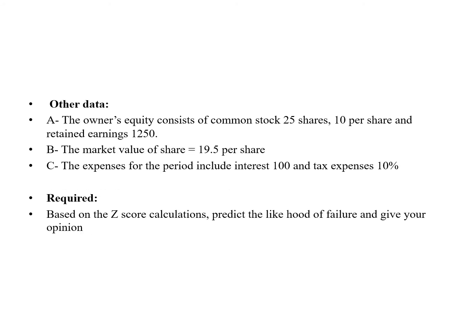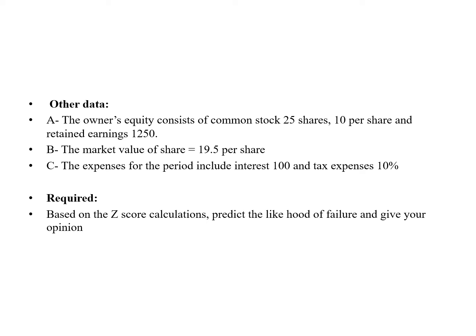Other data: owner's equity consists of common stock, 25 shares at 10 per share, and retained earnings of 1,250. The market value of share equals 19.5. The expenses for the period include interest, which is 100, and tax expenses of 10%. What is the requirement of this example? Based on the Z score calculation, predict the failure of this corporation and give your opinion. So I need to put the Z score equation and substitute x1, x2, x3, x4, and x5 with the numbers I will calculate, to predict whether we have failure or not.